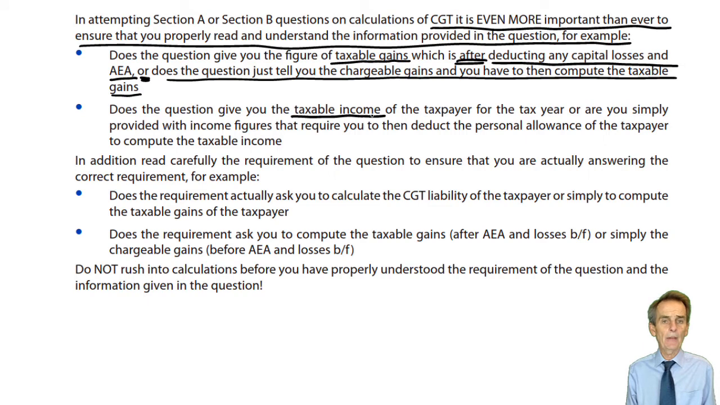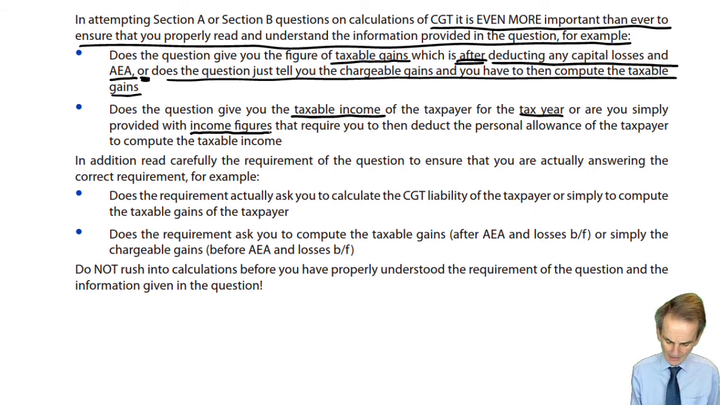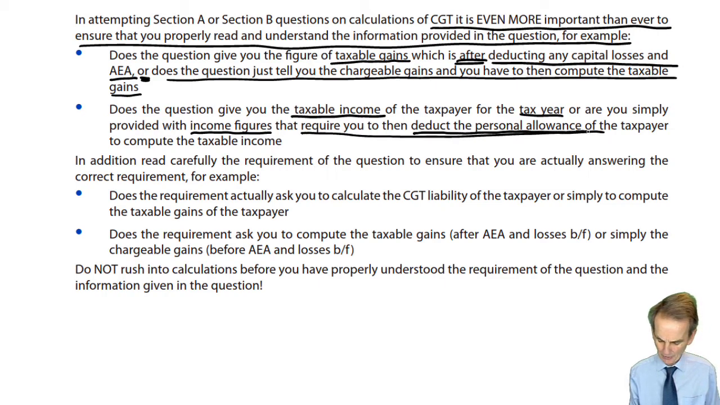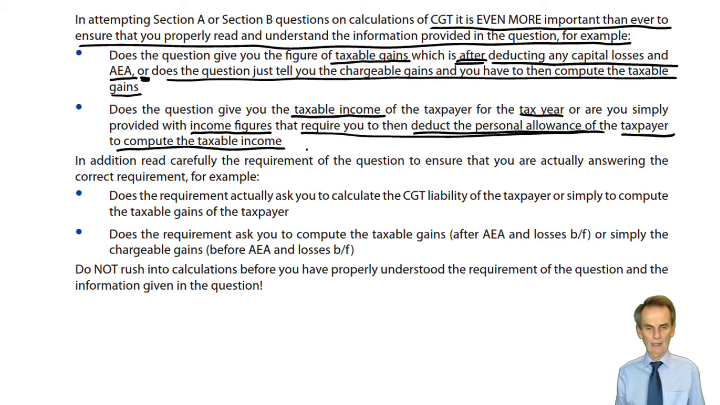Now you may be lucky and they may, as I have up until now anyway, just given that figure to you. That taxable income figure is therefore after having deducted any personal allowance of the taxpayer for the tax year. So does it give you the taxable income of the taxpayer for the tax year, or are you simply provided with income figures that require you then to deduct the personal allowance of the taxpayer to compute the taxable income?